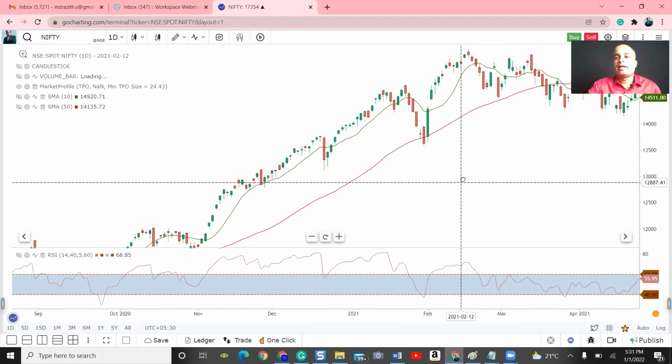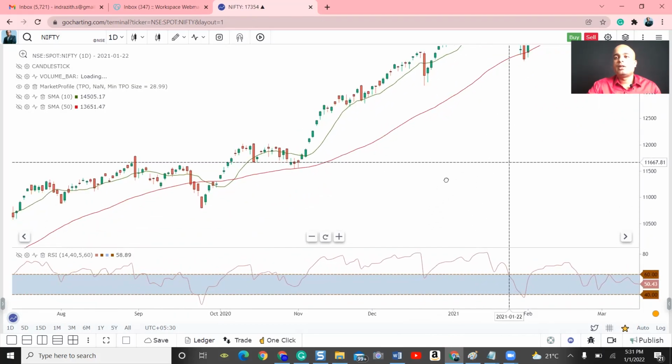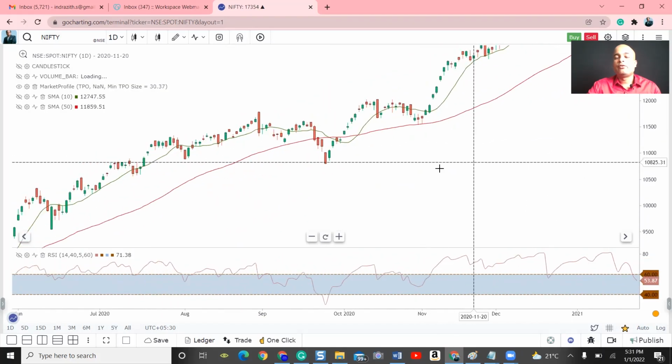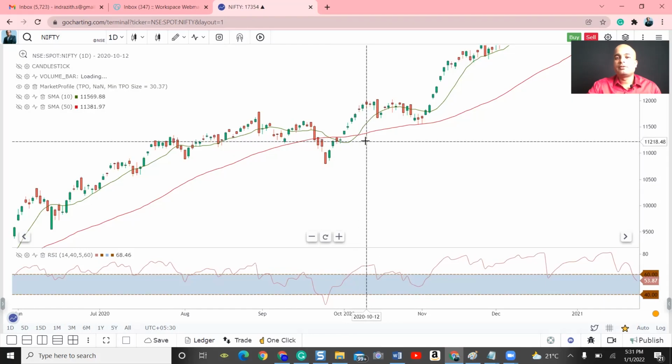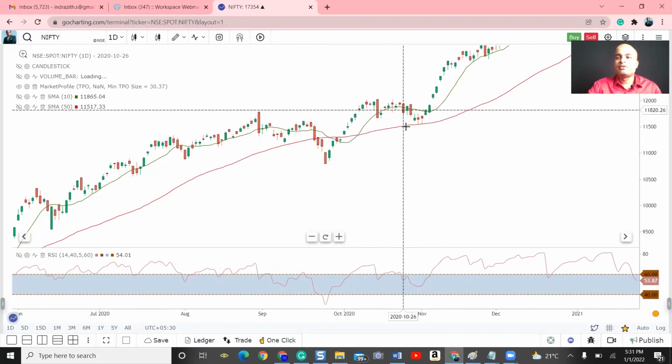So for exit, we don't use RSI. Only for entry we use RSI. Stop loss is the same thing. There is no particular stop loss for this particular system. If the crossover happens, we will exit.